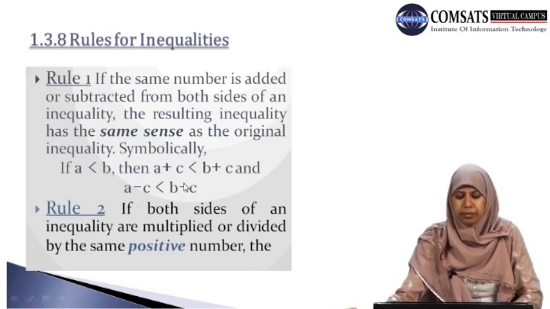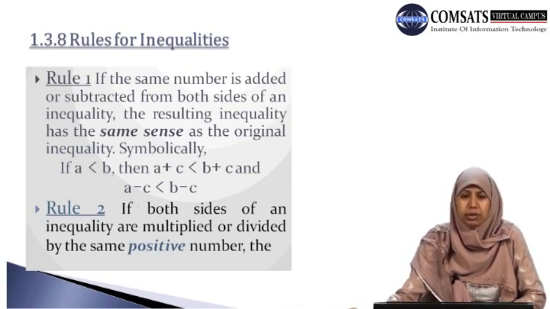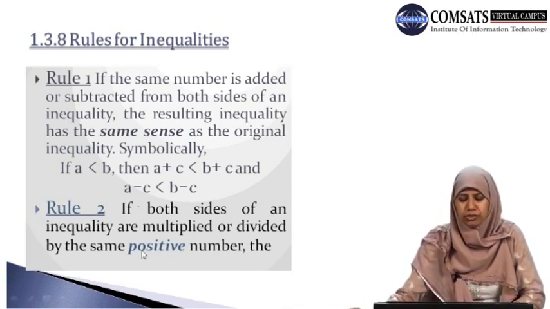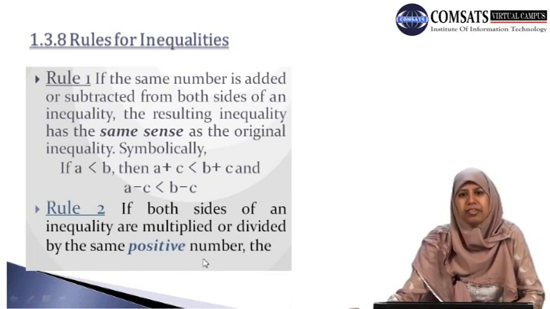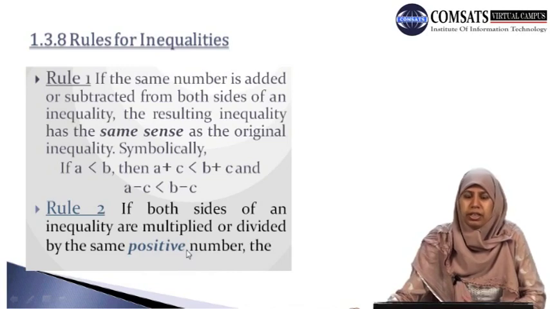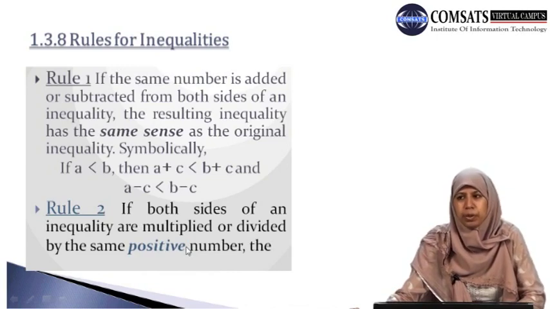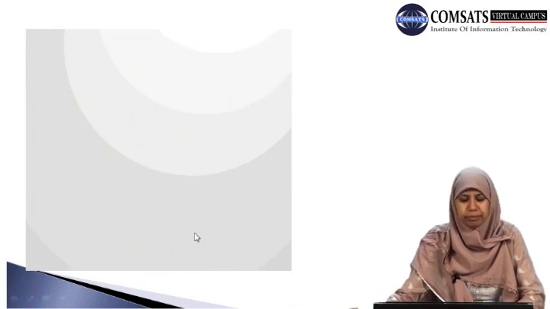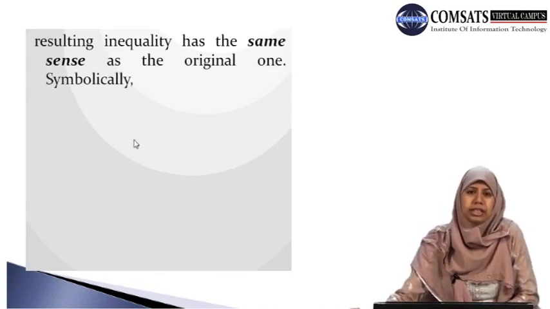Our second rule is that if both sides of an inequality are multiplied or divided by the same positive number, and remember here we have focused on the positive number, which means that something goes wrong when we multiply or divide our inequality with a negative number. So we have an inequality a is less than b and we want to multiply or divide it by some positive number. Then what happens to our inequality? Does it remain in the same sense or have the reverse sense? The resulting inequality has the same sense as the original one.